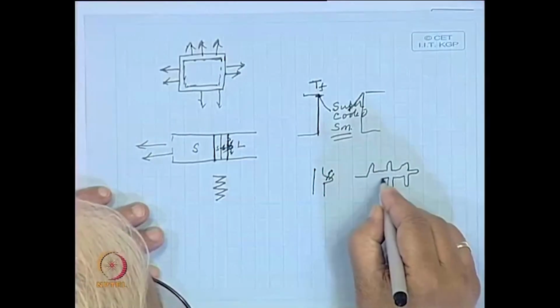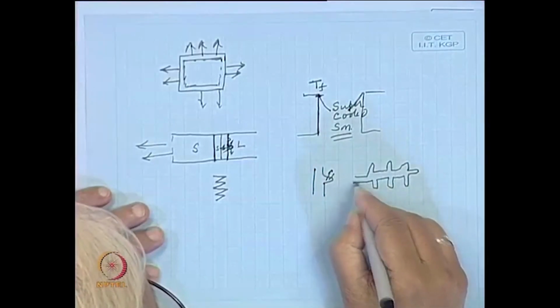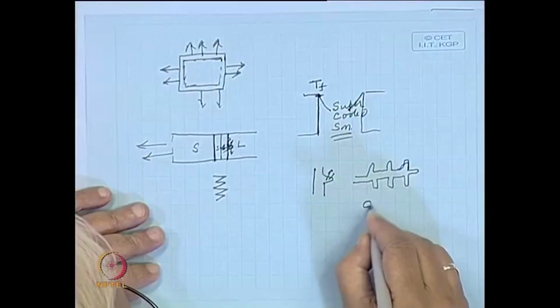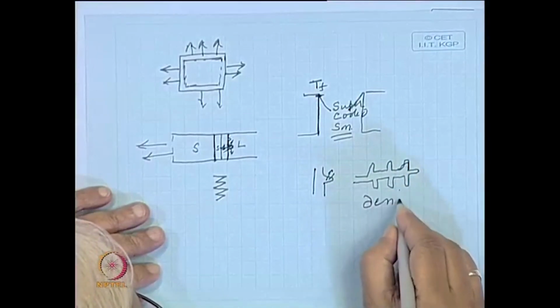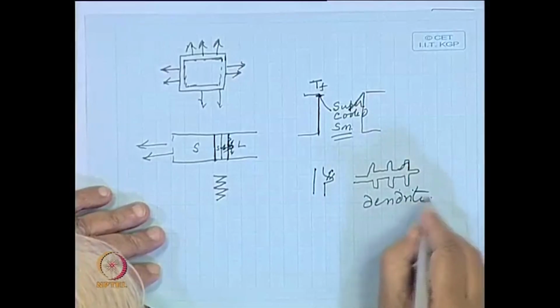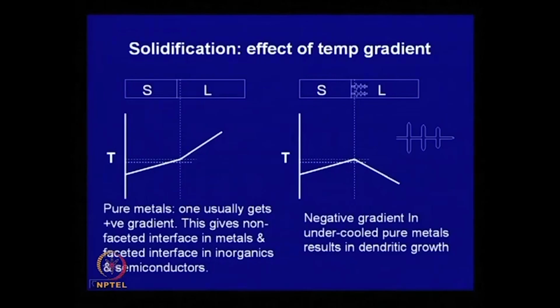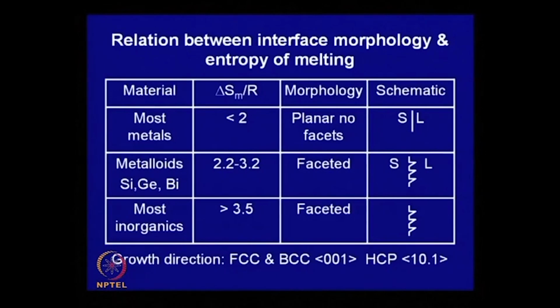So, in this case you have this type of tree-like structure developing. They are called dendrites; in Greek it means tree-like. So, this is called a dendrite. This type of shape of the primary crystal is also possible, and all this will be determined by the thermodynamic characteristics of the material, and there are certain correlations people have found out.